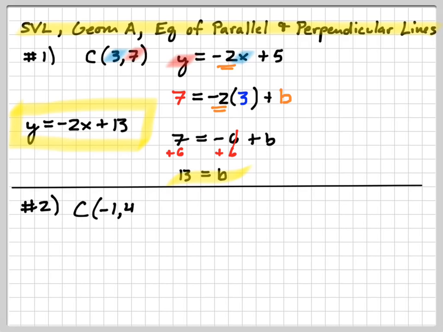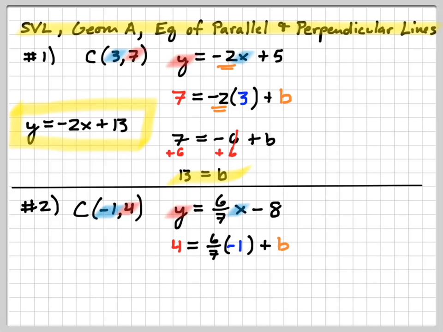Okay, next example. What if my slopes are fractions? That's okay. I know my new equation is going to be y equals 6/7 x plus b. And again, I have to plug in my x and y. So I get 4 equals 6/7 times negative 1 plus b, and 4 equals negative 6/7 plus b.